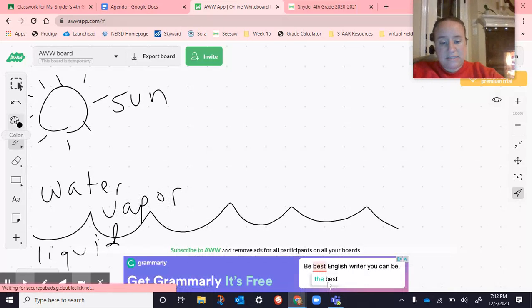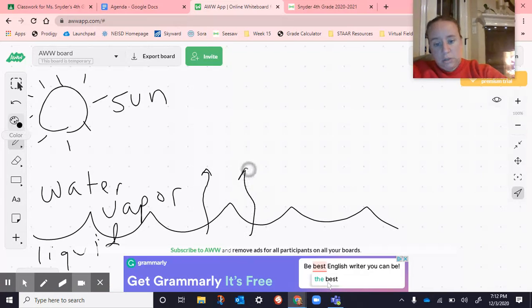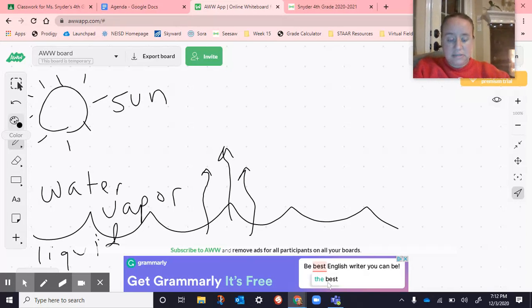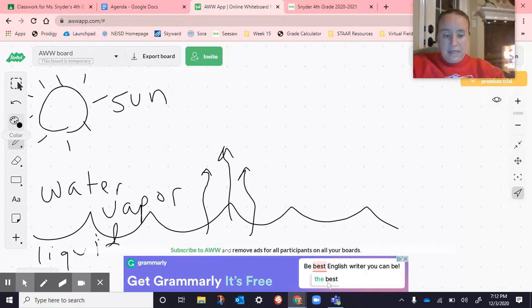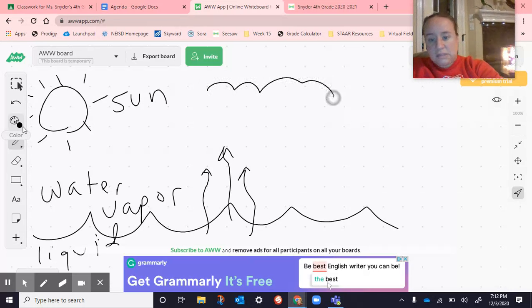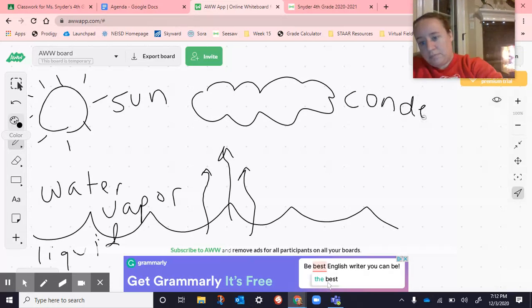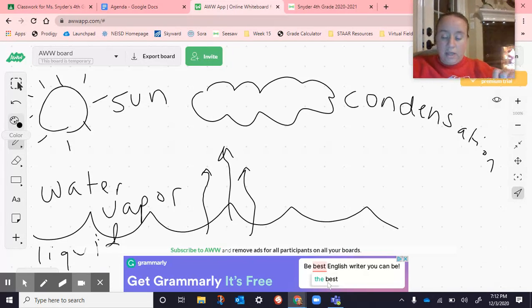You can't see it, but in diagrams we draw little arrows pointing upward, showing that that gas rises. And as it rises, it starts getting cooler and cooler, and it starts to condense. This is where your clouds form, and that process is called condensation. You're turning that gas back into a liquid, and whenever that gets too heavy, it falls as precipitation.